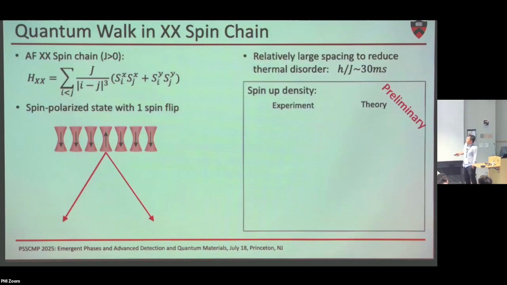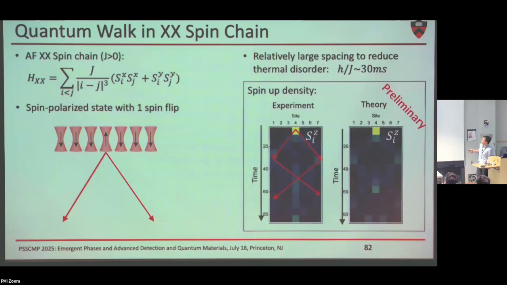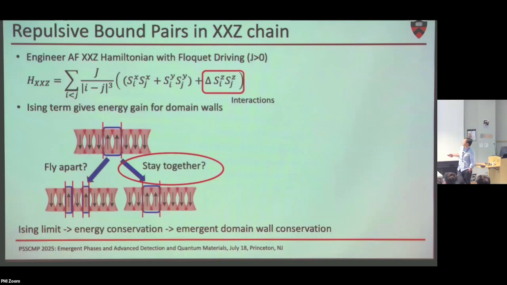The simplest experiment we can do in these systems that are well beyond mean field and non-equilibrium is simply flipping one spin and seeing how it propagates. No surprises in the XX model. This spin will just perform a quantum walk due to these hopping terms. Indeed, in the experiment, you can see in the average spin density that the excitation in the middle of the chain moves around the system and bounces off the walls. So that's relatively simple, effectively single particle physics.